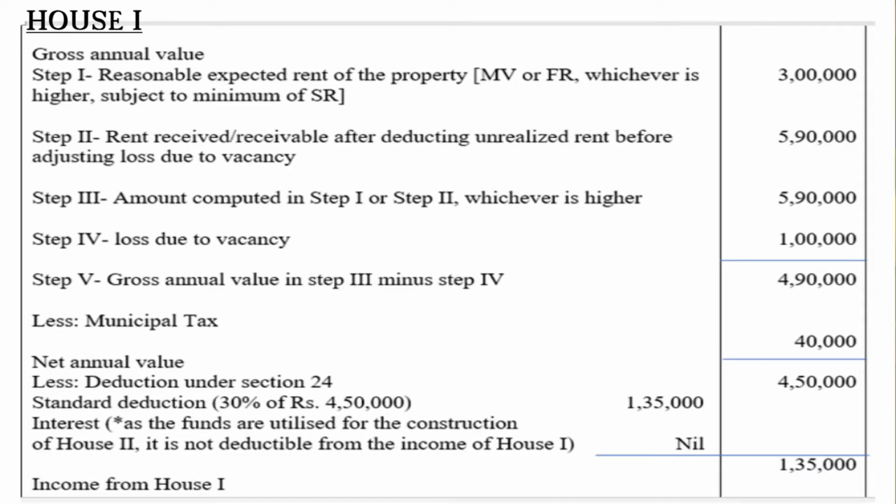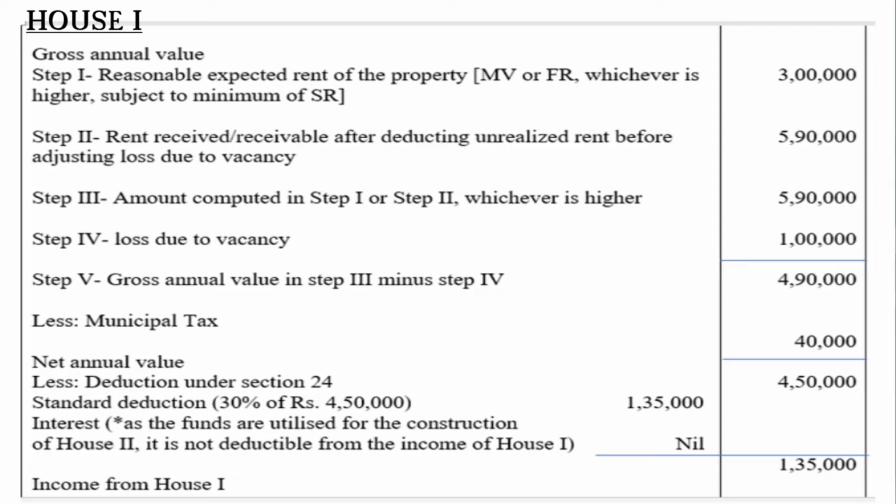Step 3, the amount computed in step 1 and step 2, whichever is higher. So out of 3 lakh and 5,90,000, 5,90,000 is higher. Now from here, if there is a vacancy loss, we will deduct it. In this case, there is a loss of 1 lakh rupees. So we deduct 1 lakh from 5,90,000. So we get 4,90,000, which is the gross annual value of house 1. We think that you should have a fairly good idea for calculation of gross annual value when unrealized rent as well as vacancy loss are there.